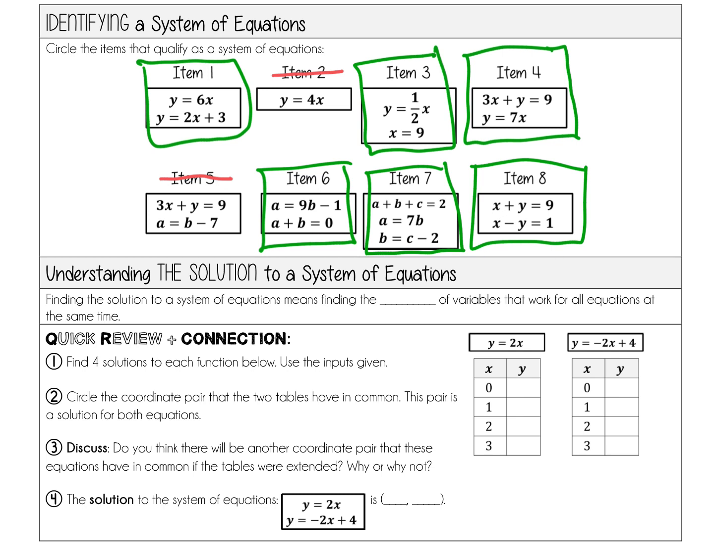Notice how a system of equations always has two or more equations. All equations in a system must have the same variables regardless of what they are.